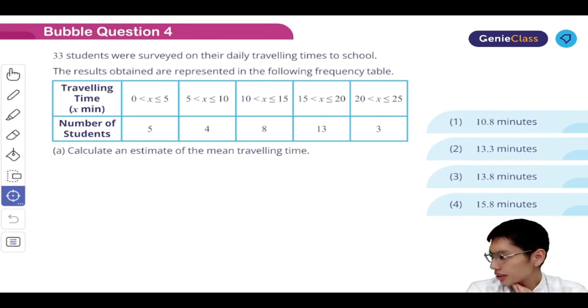Take note, it's a group data. So what do we actually need to do first to find the values?